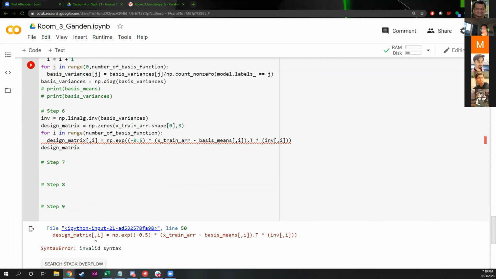Still invalid. It's showing right design underscore matrix. That syntax is invalid. Left side. In brackets, comma I. That syntax. Yep. How do we write colon before comma?